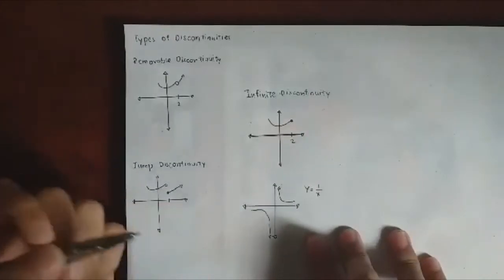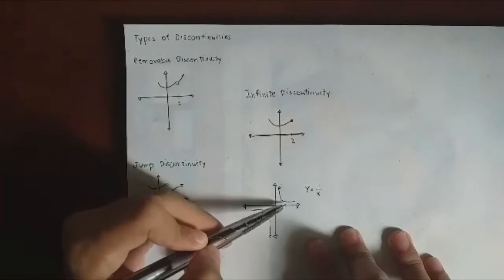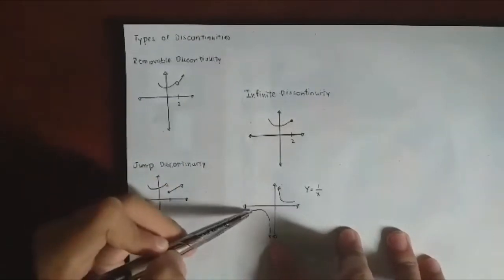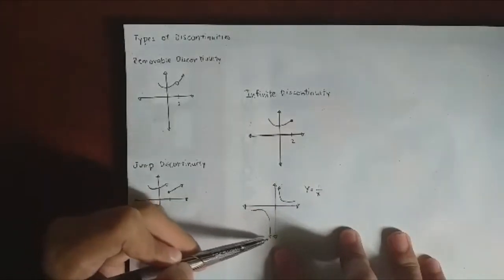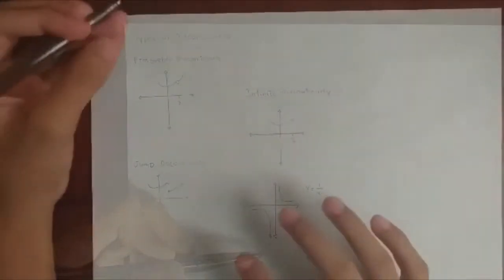Dahil po, the limit from the right ay papunta sa positive infinity. At yung limit from the left po is papunta sa negative infinity, which is infinite. So, this is my first example, which is x squared minus 4 over x minus 2.